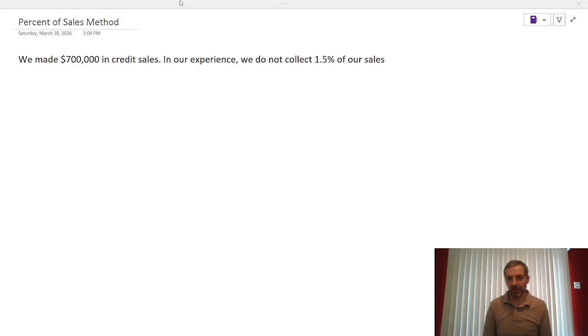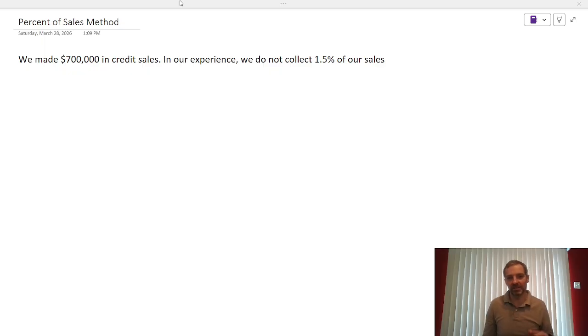With the allowance method, we have to come up with an estimate for how much we're not going to collect. And businesses use 3 different methods usually. There's probably more out there, but businesses usually use one of 3 methods to make this estimate.